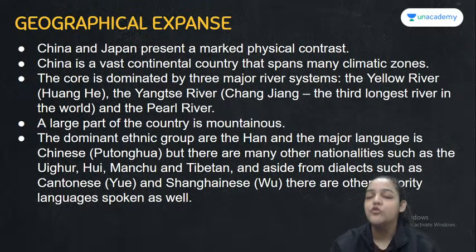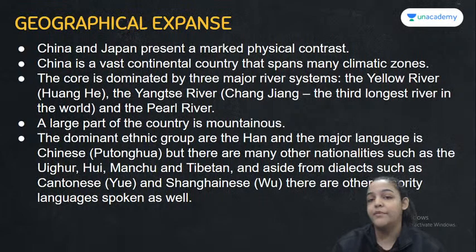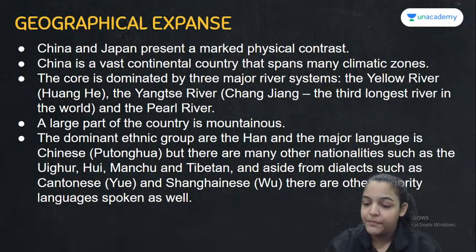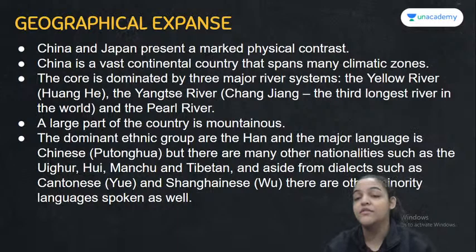China is a huge continental country. It is made of different regions, which span over different climatic zones. Some areas might be really hot, some really cold, some humid, some moderate. And China actually has three river systems. So we have the Yellow River, the Yangtze River, and the Pearl River. The Yellow River and the Yangtze River have been called the Sorrow of China. You know why?